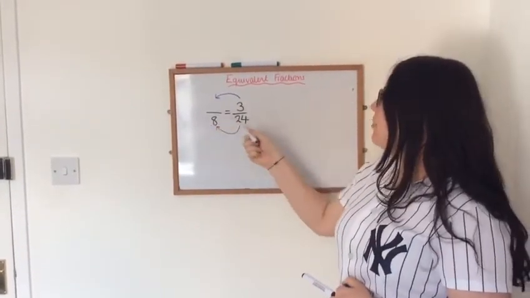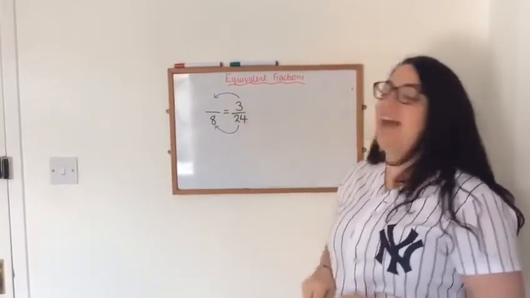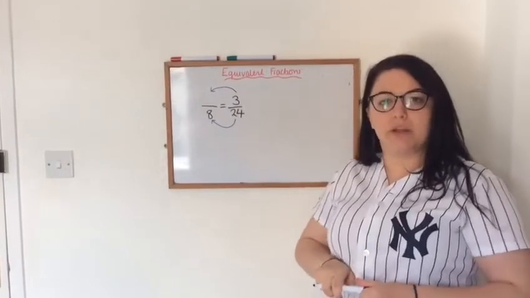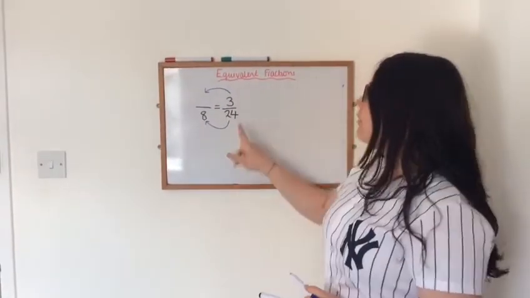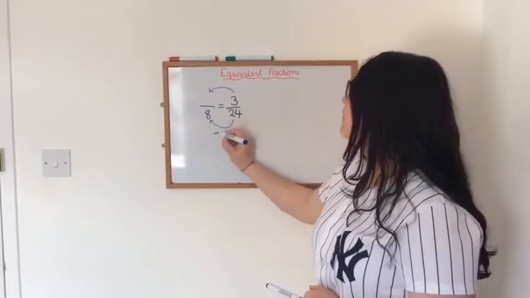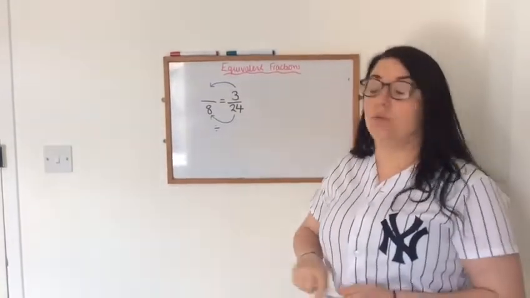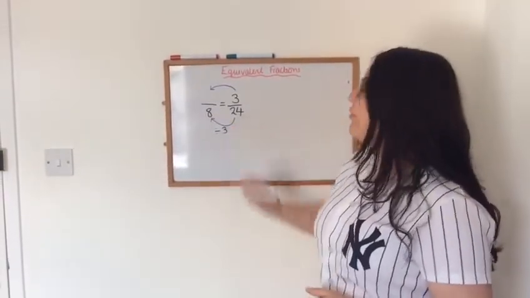We're looking at our two numbers that we know. So have a think, what do we need to do to go from 24 to 8? Are we going to be timesing or are we going to be dividing? Now, as we're going from a bigger number to a smaller number, we're going to be dividing. What are we going to have to divide it by? Thinking about your 8 times tables, it's going to be 3.